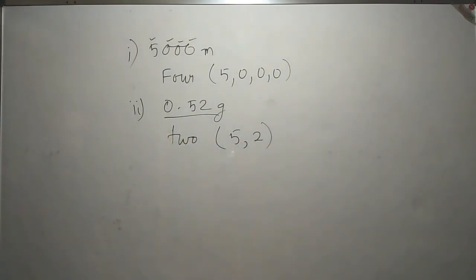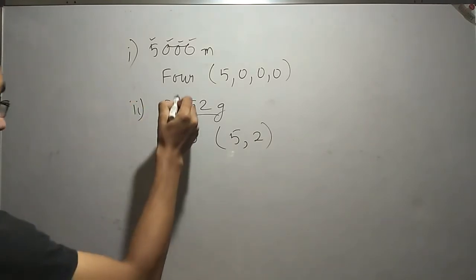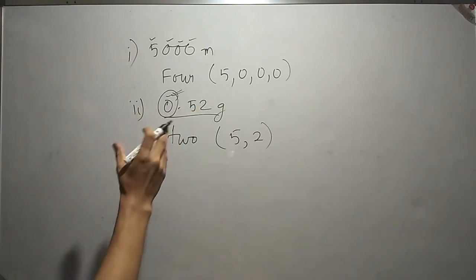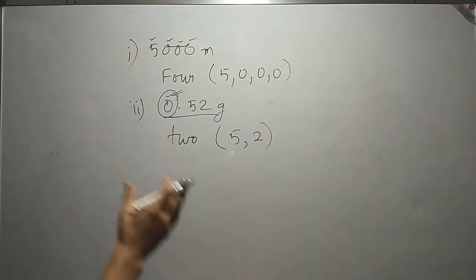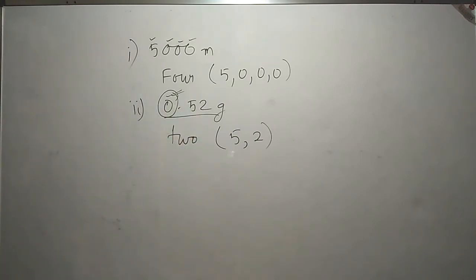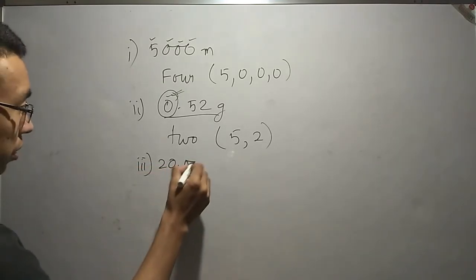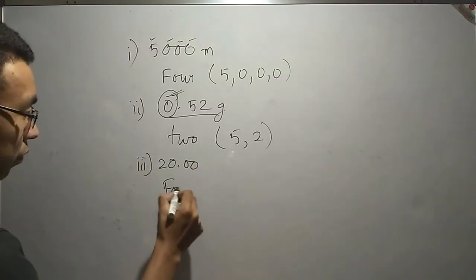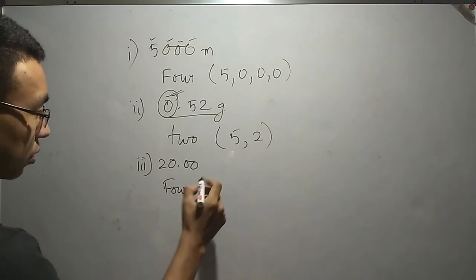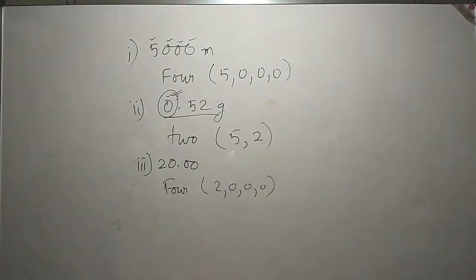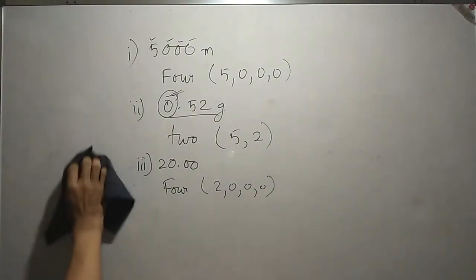If the number 0 is on the leftmost, then we don't count this one as a significant figure. But all the zeros, if they are on the right side, then we count them as significant figures. Say suppose 20.00. Here all total there are 4 significant figures. They are 2, 0, 0 and 0. So that is how we find out the total number of significant figures.